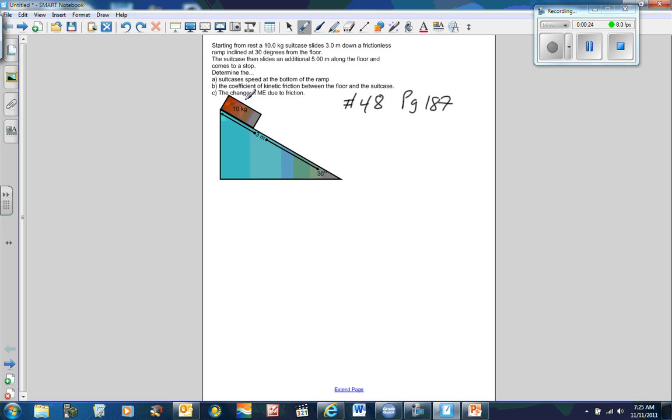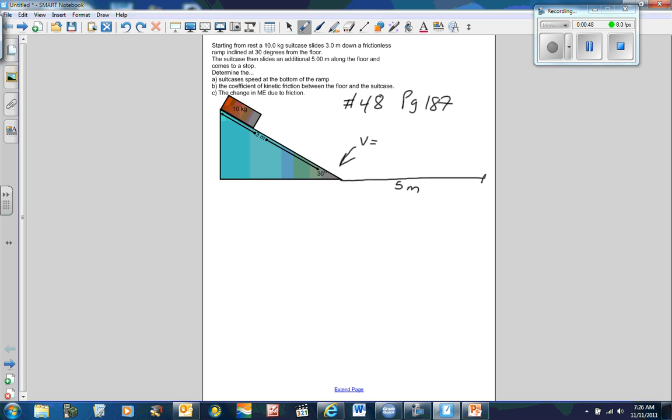It's 10 kilograms. It slides 3 meters down this incline that's 30 degrees, and then it slides 5 meters along here. So we know it goes 5 meters along here. The ramp is frictionless, the floor is not. So we want to know the speed here. So A, we want to know the velocity right here.